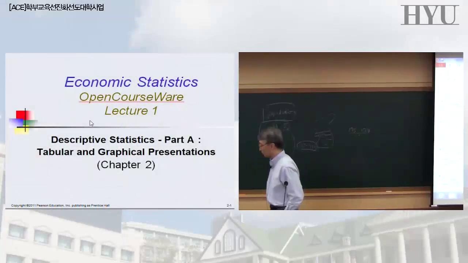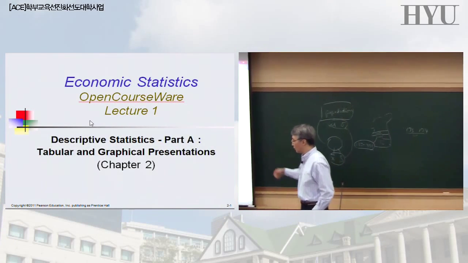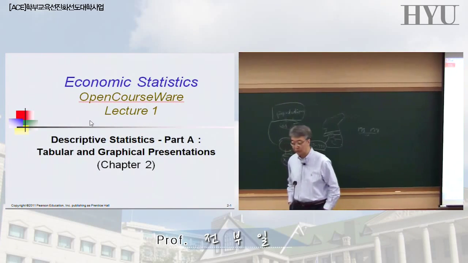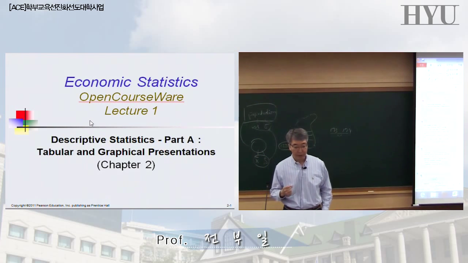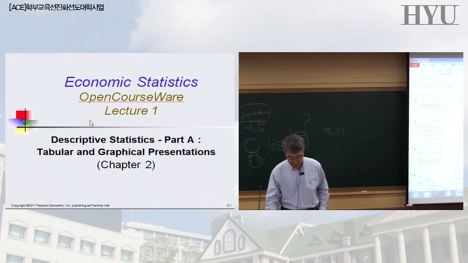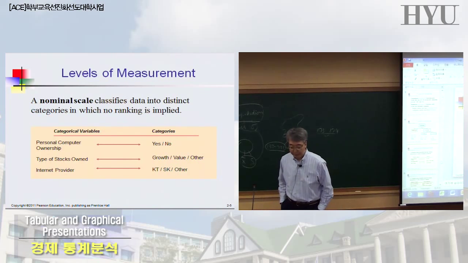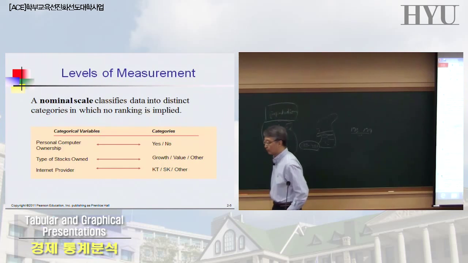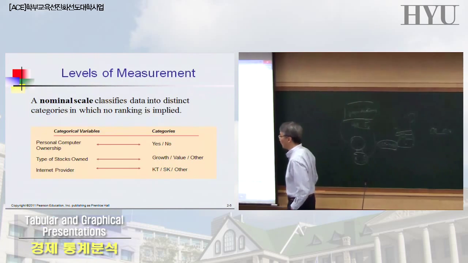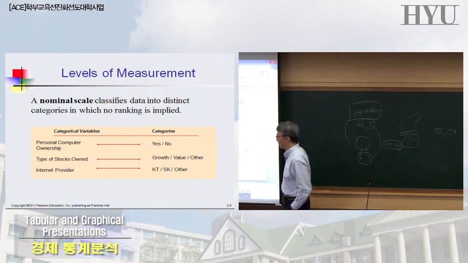Section of Descriptive Statistics. The title is Tabular and Graphical Presentation. We're talking about how to organize and present the data in many different ways. Okay, so besides types of variables, we can talk about levels of measurement. There are different levels of measurement.